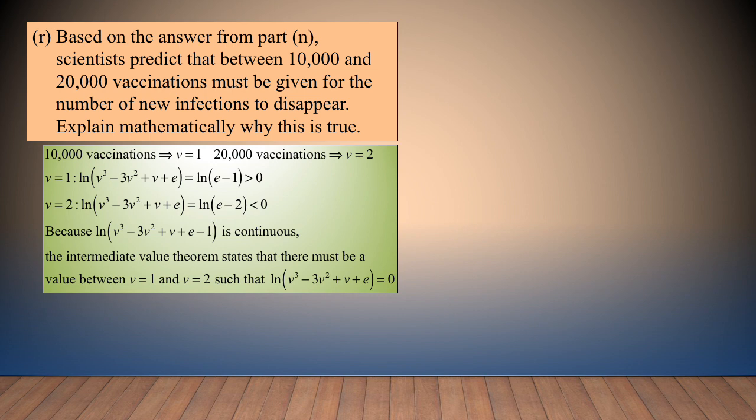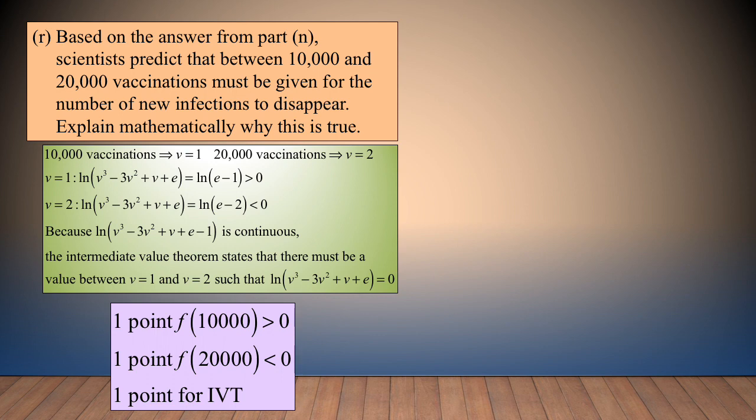When v equals 1, the natural log of v cubed minus 3v squared plus v plus e equals the natural log of e minus 1, which is a positive number. But when v is equal to 2, the natural log of v cubed minus 3v squared plus v plus e is the natural log of e minus 2, which is a negative number. And because the natural log of v cubed minus 3v squared plus v plus e minus 1 is a continuous curve, then the intermediate value theorem states that there must be some value between v equals 1 and v equals 2, such that the natural log of v cubed minus 3v squared plus v plus e is equal to 0.